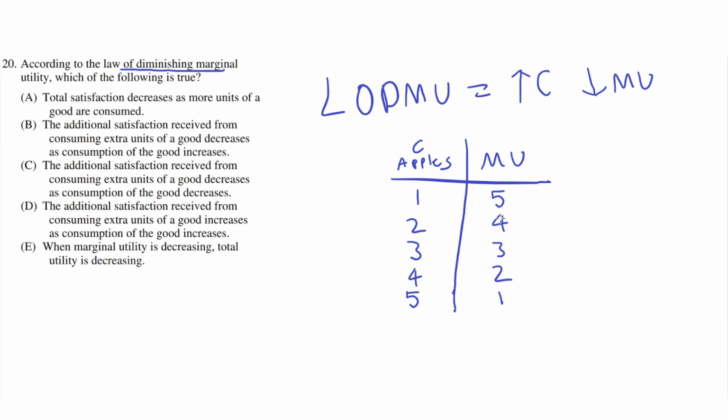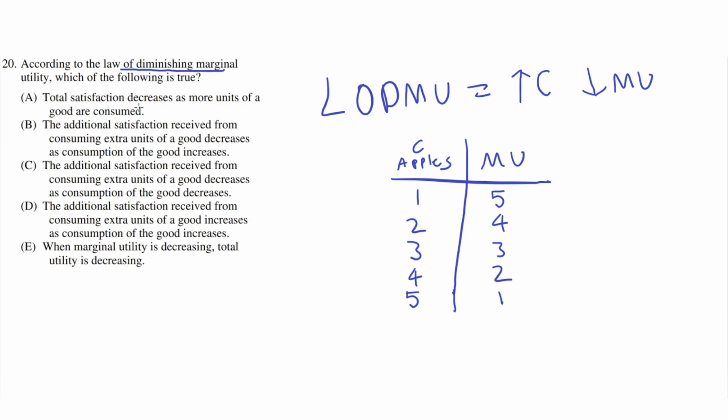So this shows that as you consume more apples, from 1 to 5, the marginal utility decreases, because the first apple was 5 in terms of marginal utility, the second is 4, 3, then 2, and 1. This is because as you consume more apples, you begin to get tired of consuming only apples, and therefore the marginal utility decreases. This displays the law of diminishing marginal utility: marginal utility decreases as consumption of that one good increases. So let's look at the answer choices.